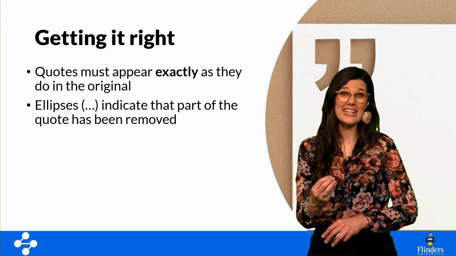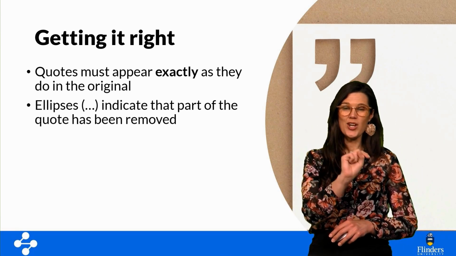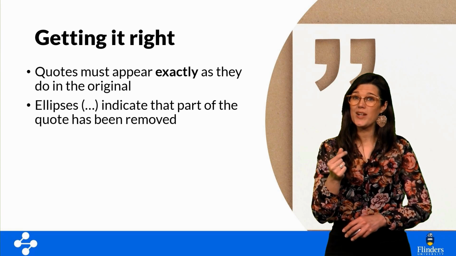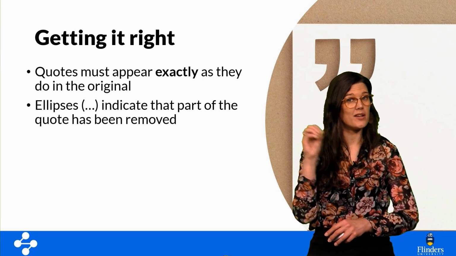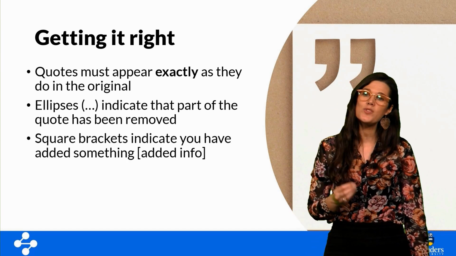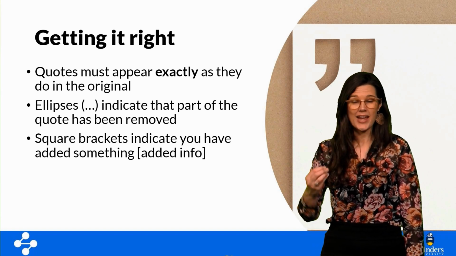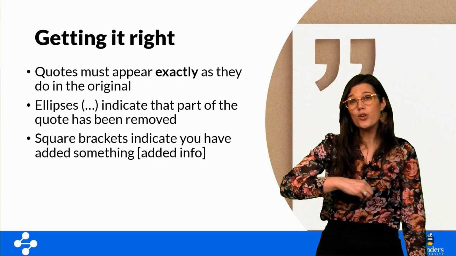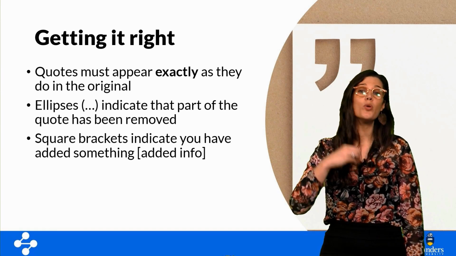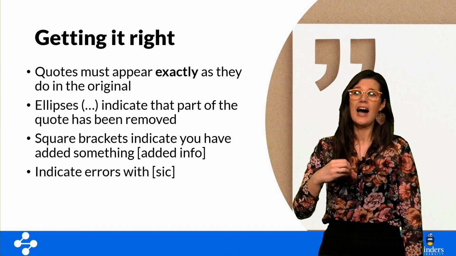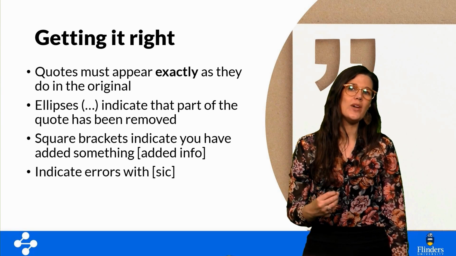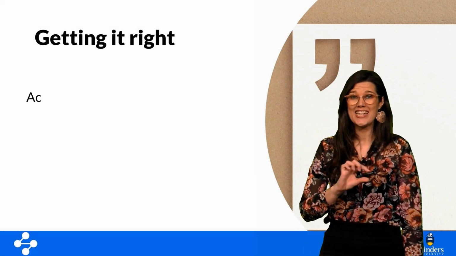The first is ellipses, which is those 3 little dots. These inside a quote indicate that part of that quote has been removed. We might also use square brackets if we are adding extra information. So any words that are our own inside that quote, we put within square brackets, and we indicate errors with square brackets and the word sic.